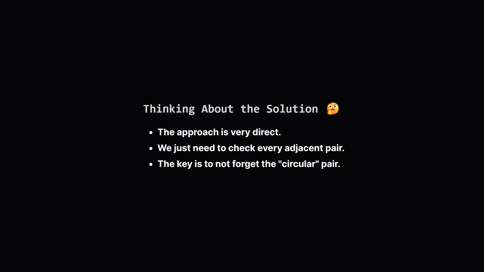So how do we solve this? Well, there isn't really a complex trick here. The most direct approach is actually the best one. We just need to be methodical. We'll go through the list, element by element, and calculate the difference with its neighbor. The only gotcha is remembering to also check the difference between the very last element and the very first one. As long as we do that, we'll find the maximum.